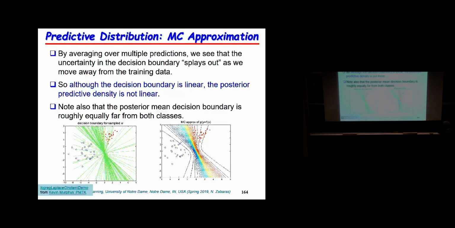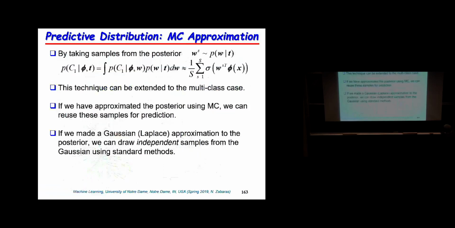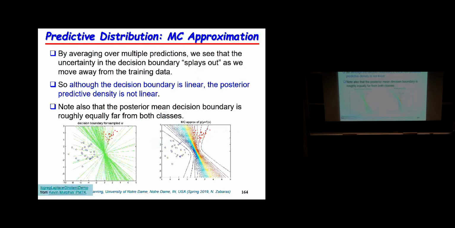Now, this plot that you see here is way more interesting because these are contours of the predictive distribution that has been approximated with Monte Carlo samples. So you approximate this distribution with Monte Carlo samples from the posterior of W, and then you plot different contours. And you immediately see that those decision boundaries where you just take samples of W are straight lines, but the contours of the predictive distributions are not straight lines.